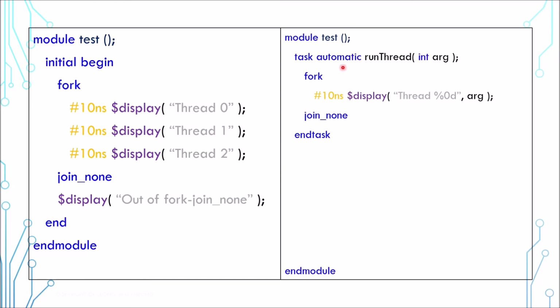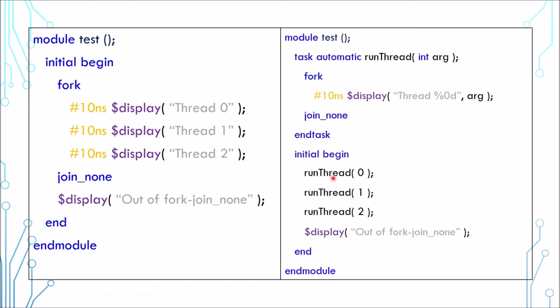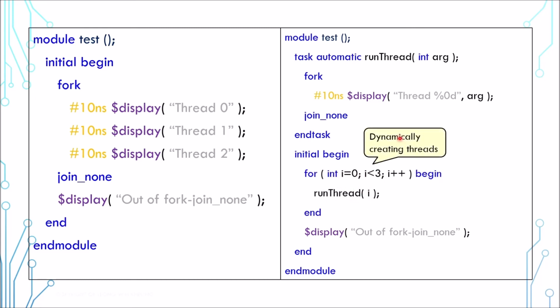You can use a task to represent a fork join none, and then you can call the task to launch a new thread. If you refactor the task call further, you can now dynamically create threads. Compared to the hard-coded number of threads, this dynamic thread creation is a fork join none construct capability. The only gotcha is you must use the automatic keyword in the task.